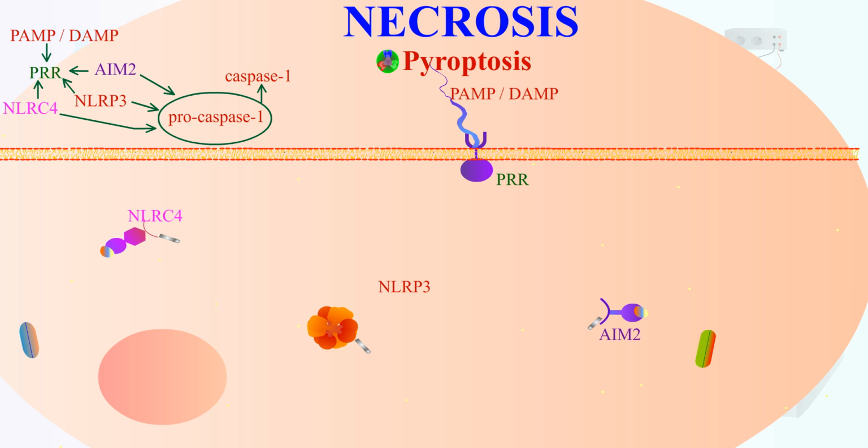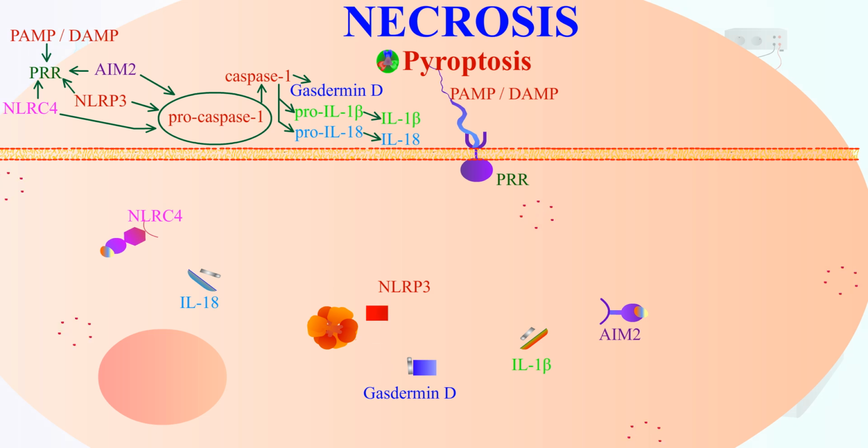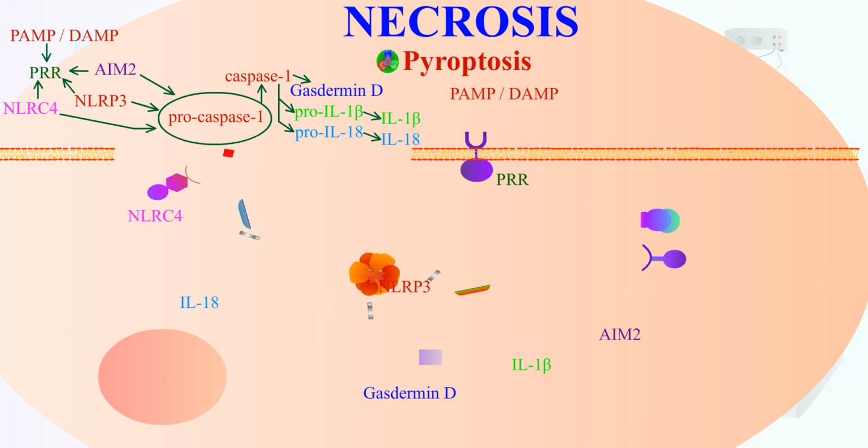Caspase 1 processes pro-IL-1 beta and pro-IL-18 into their active forms, IL-1 beta and IL-18, which are potent inflammatory cytokines. Caspase 1 cleaves gasdermin D, or GSDMD, releasing its N-terminal domain, which inserts into the plasma membrane and forms pores. These pores allow water influx, ion leakage, and cell swelling, leading to plasma membrane rupture.